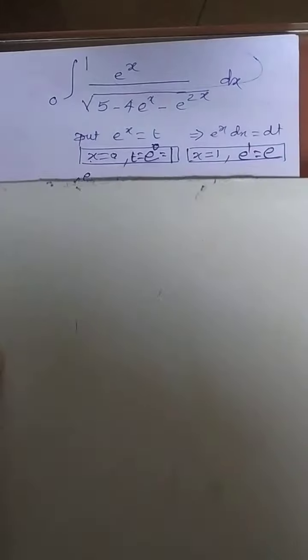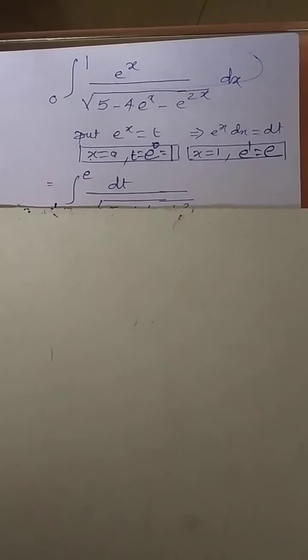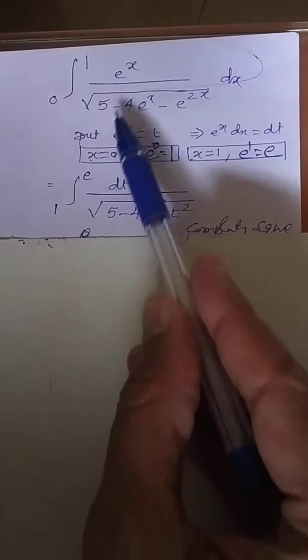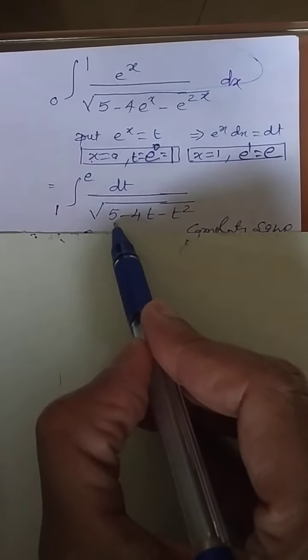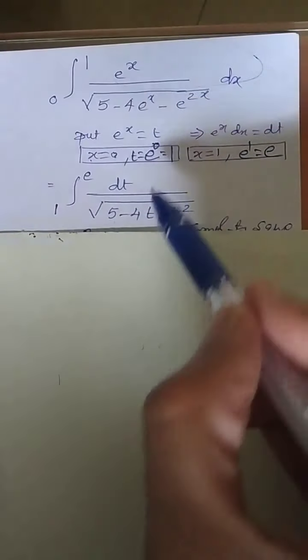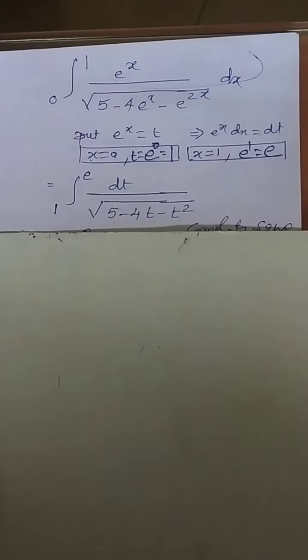So lower limit will be 1 and upper limit will be e. Now we'll try to change the entire question in the form of t. e raised to power x dx is nothing but dt. So I am writing here dt. It will be 5 as it is, minus 4 as it is. Over here, t minus it will be nothing but t square.